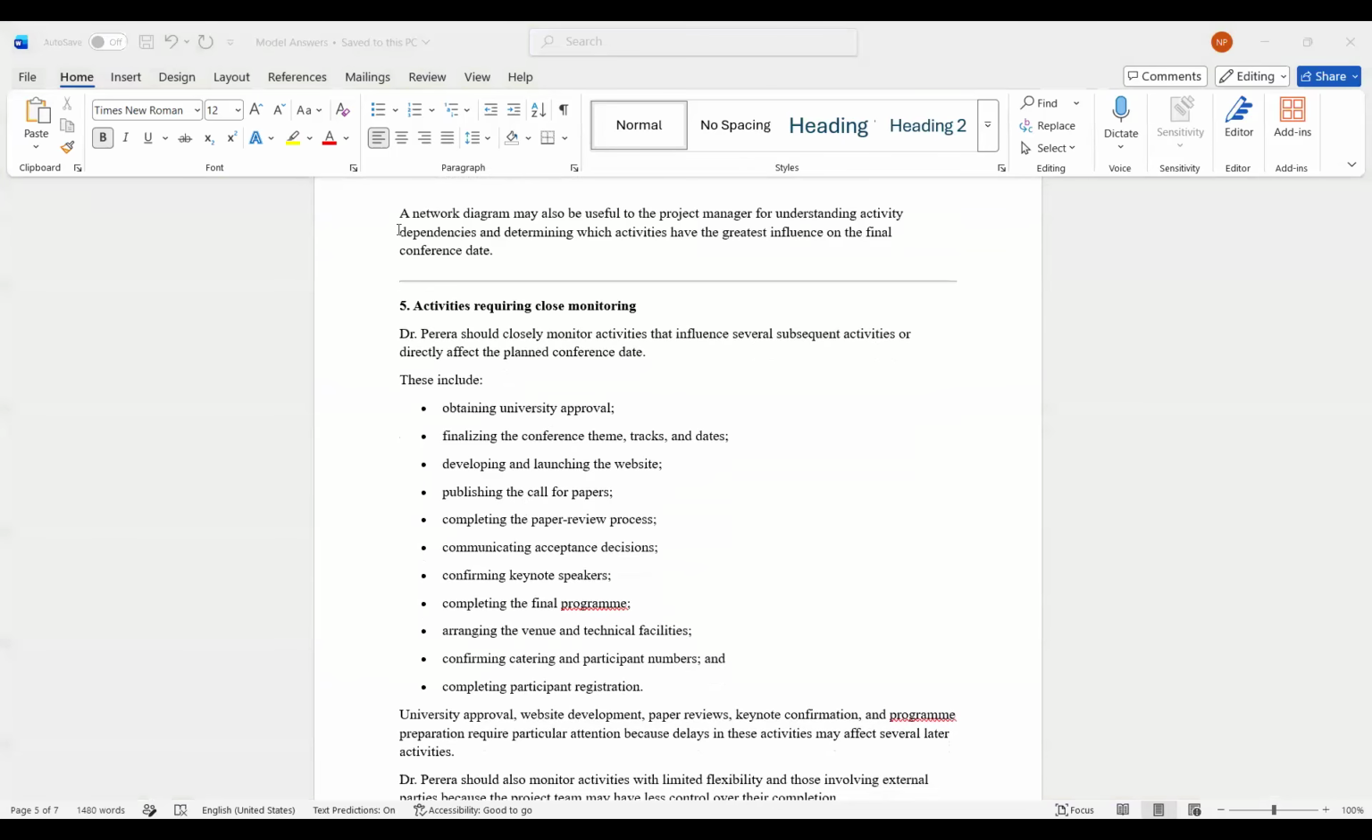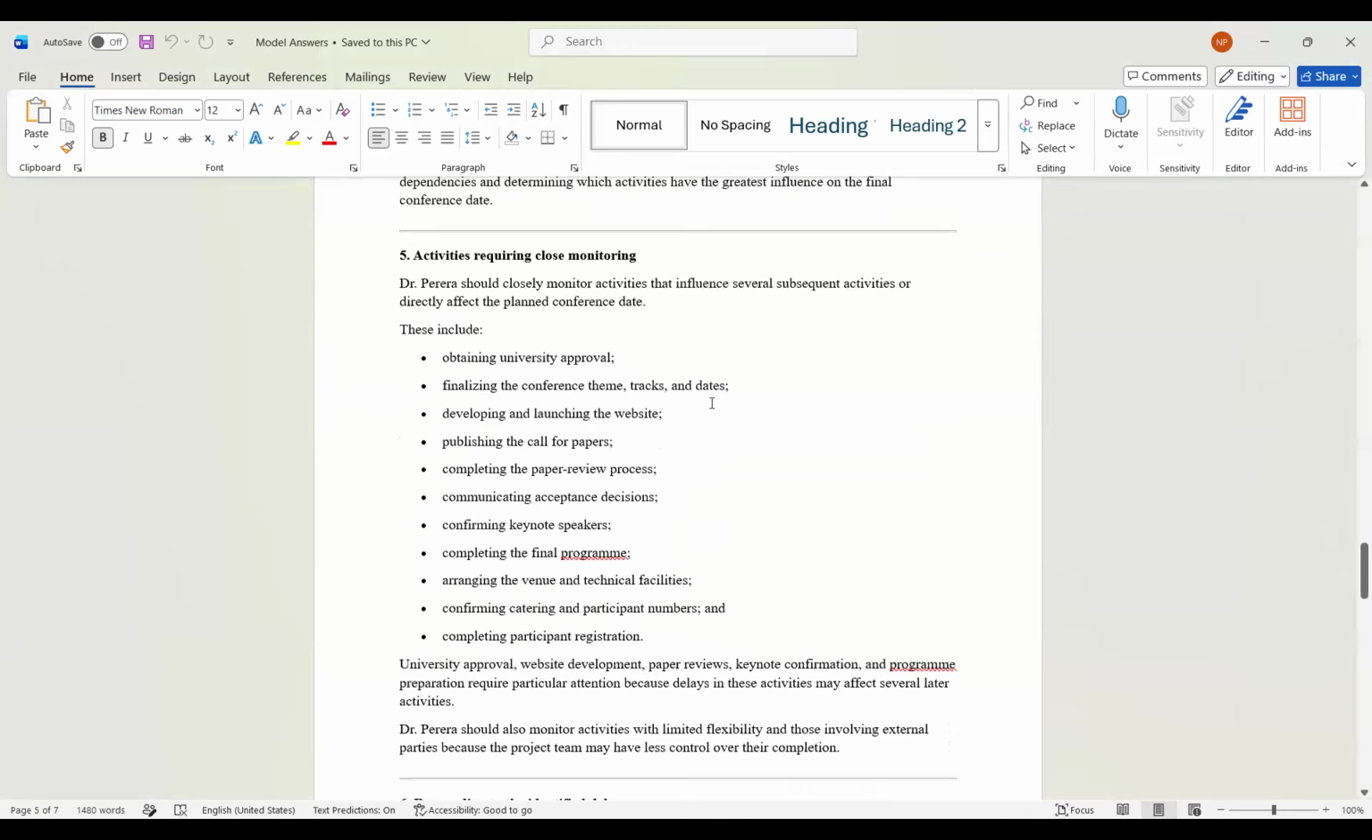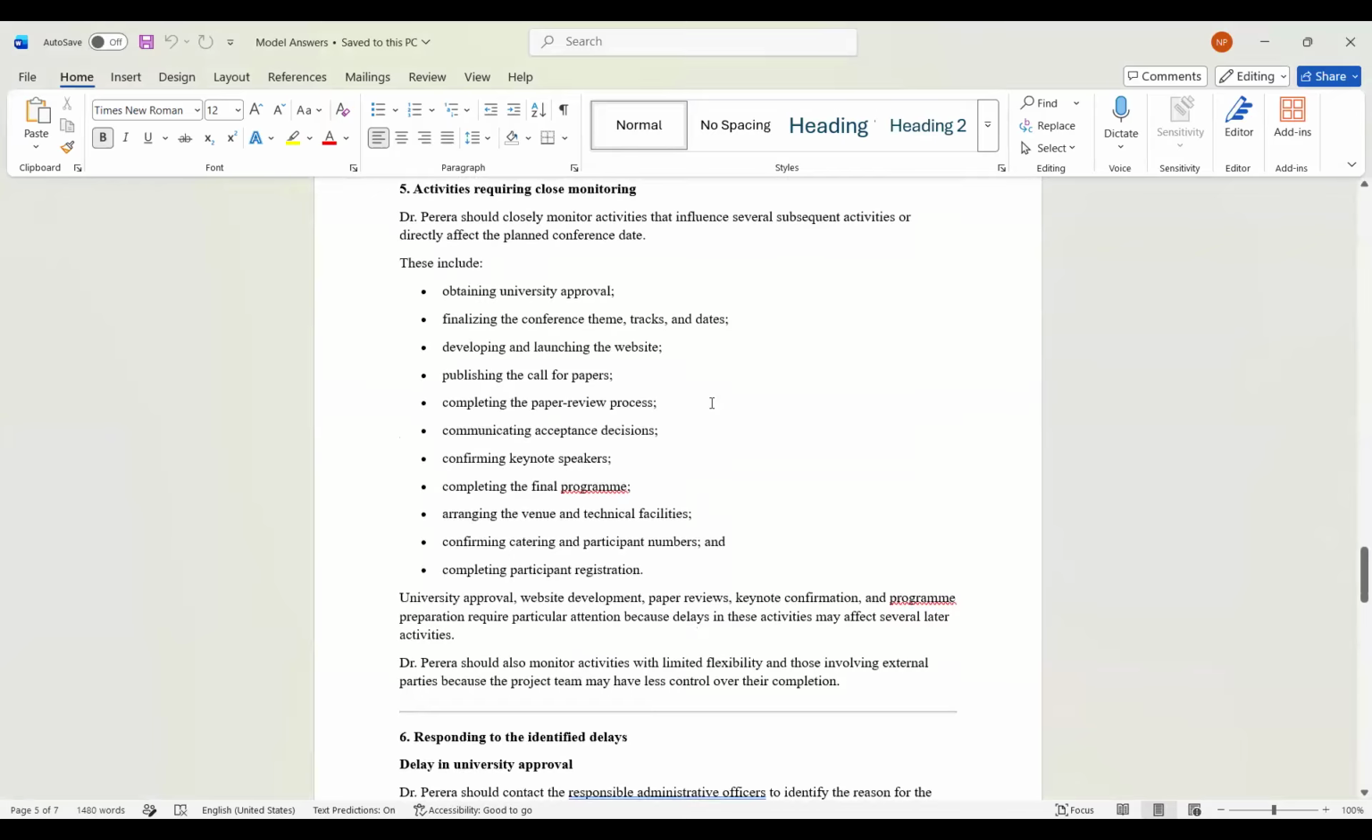Then what are the activities that are going to need close monitoring, right? So this will be activities like obtaining the university's approval, finalizing the themes, developing and launching the website, publishing the call for papers, completing the paper review process, and communicating any acceptance decisions. These are the activities that will need close monitoring, because if there is a delay in any of these, it can affect the activities that come after it, right?